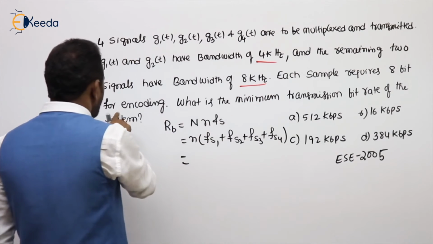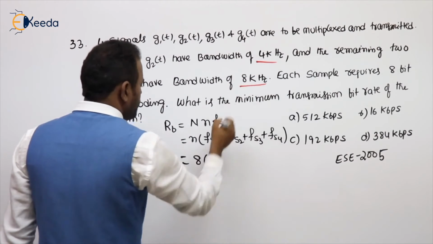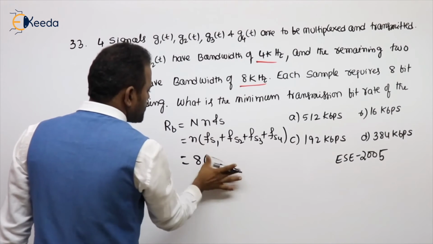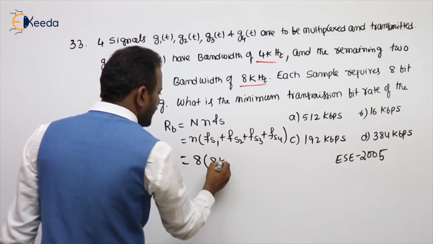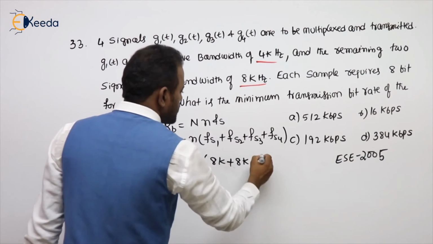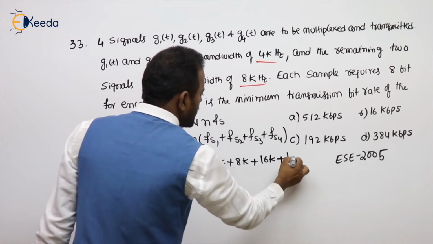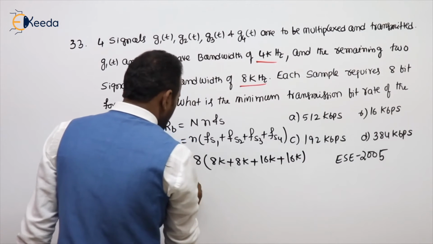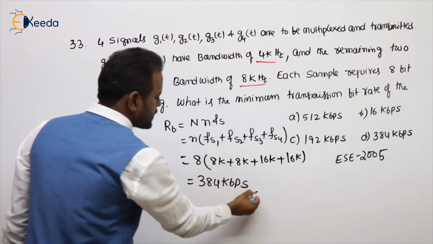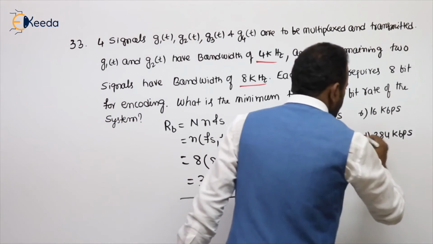Each sample requires 8 bits, so small n value is 8. Fs1 is having 4K, 2 times 4K. That can be written directly. 2 times 4K means 8K. Second one also, 2 fours are 8K. Third is 8, so 16K, because sampling rate is the Nyquist rate. 2 eights are 16K. Calculate, students, you will get 384 kbps. 384 kbps means option D.